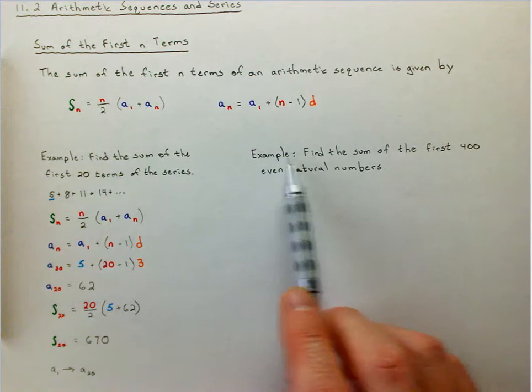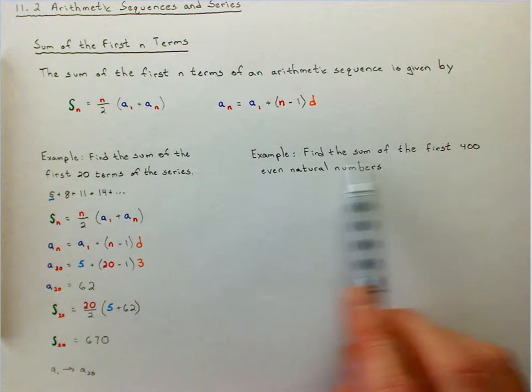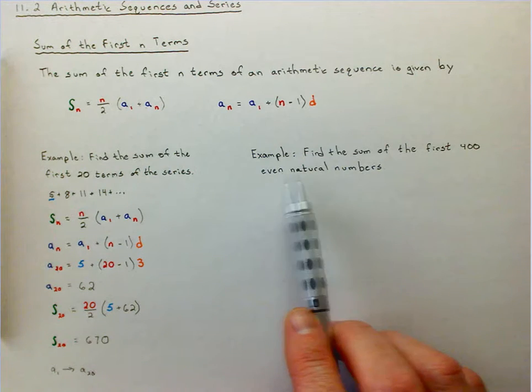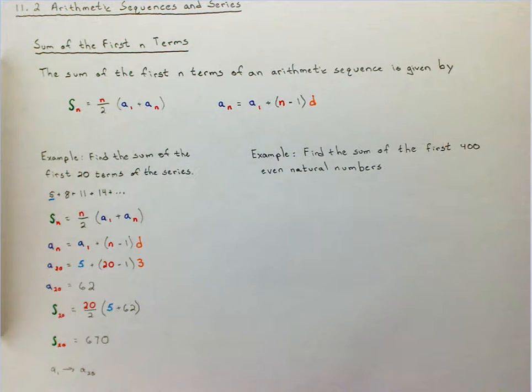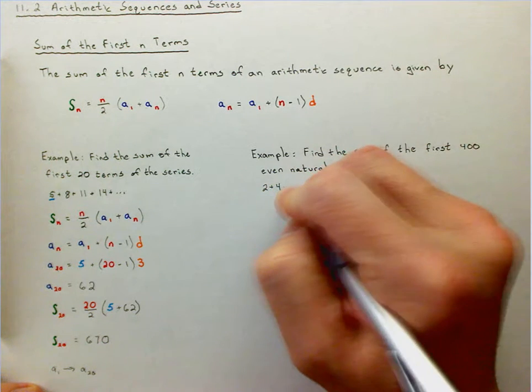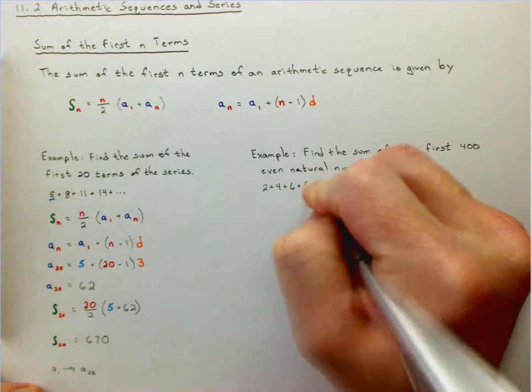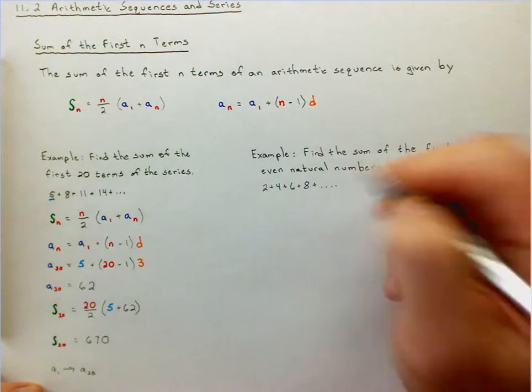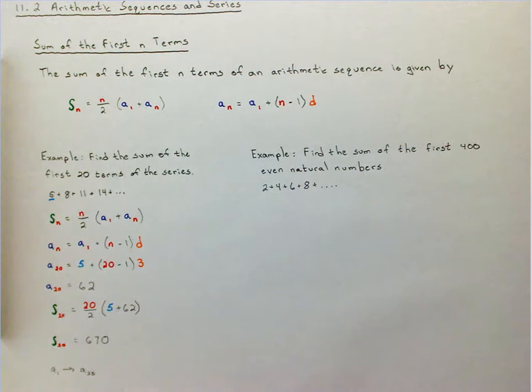What I would like for you to do is pause the video and find the sum of the first 400 even natural numbers. And how about I do this? 2 plus 4 plus 6 plus 8, and it keeps on going.